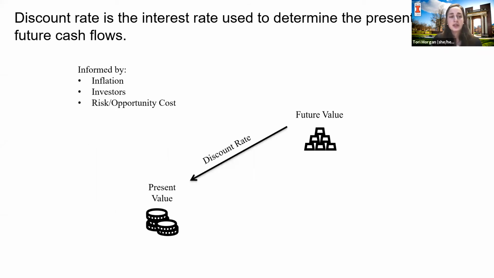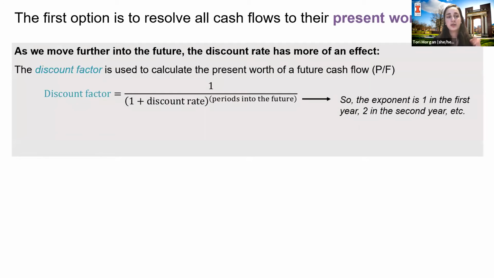One thing I want to touch on before we get into the methods is that discount rate is the interest rate used to determine the present value of future cash flows. This is informed by inflation. Remember how I said the value of money changes over time. It can be informed by investors, and it can also be informed by risk and opportunity cost. We'll take discount rate into our next equation, which is discount factor.